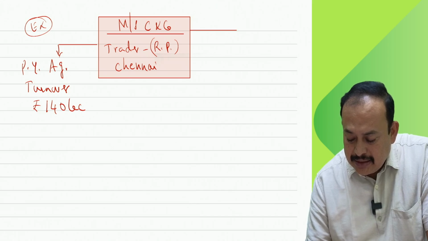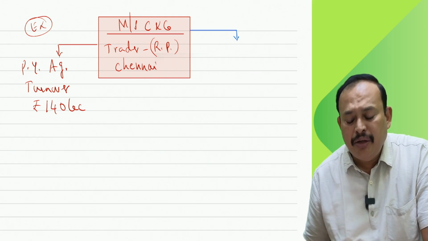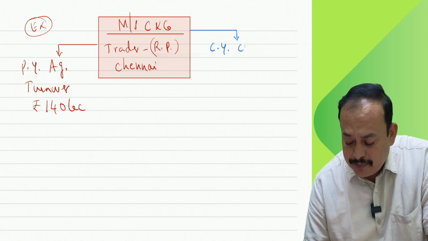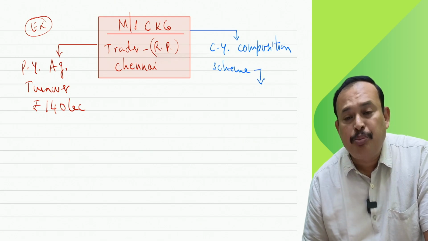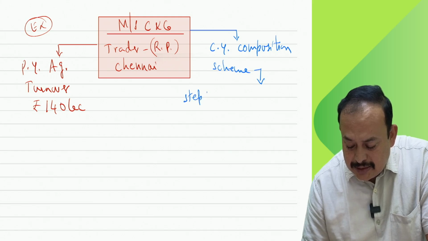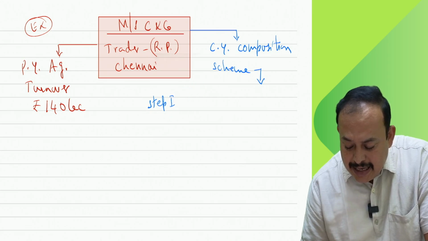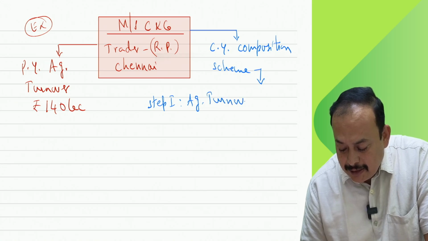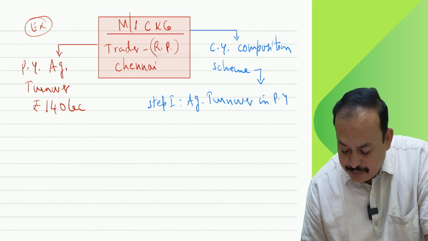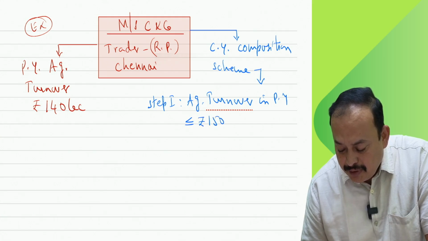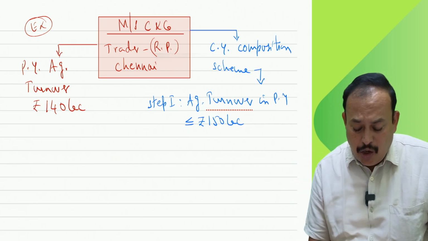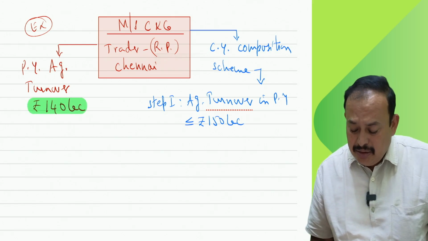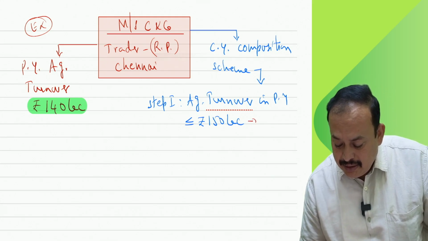In the current year, if they wanted to choose the composition scheme, are they eligible or not? For that, they should pass two tests here. Step 1, aggregate turnover. Aggregate turnover of the previous year should be less than or equal to 150 lakhs, because Chennai means Tamil Nadu. For a trader, the threshold limit is 150 lakhs. How much did he achieve? 140 lakhs. Well within the 150 lakhs. Therefore, in the given case, the answer is yes.